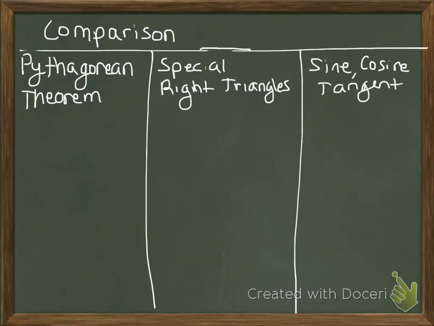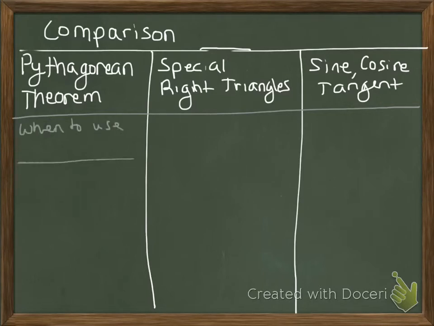All right, so one of the problems that I saw, on the quiz especially, was people mixing up the special right triangle rules with the Pythagorean theorem. So let's do a little bit of a comparison between these. When to use the Pythagorean theorem. So this one's going to be the "when to use" row for all of them. We use the Pythagorean theorem when we are given two sides.